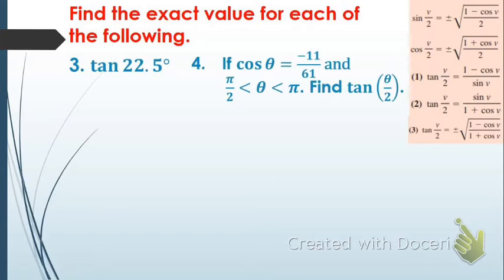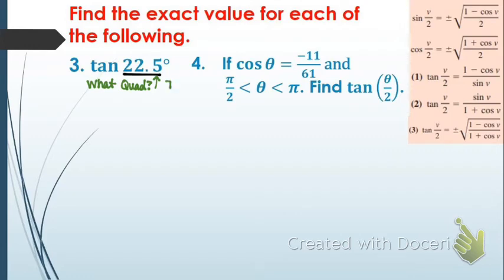For 22.5 degrees, though, I can't think of anything on my unit circle that has 0.5s. So I'm going to have to use a half-angle formula for this one. There's going to be 2 pieces of information that I need to do any of these half-angle problems. One, I need to know what quadrant that half angle is in. 22.5 degrees. What quadrant is that going to be in?